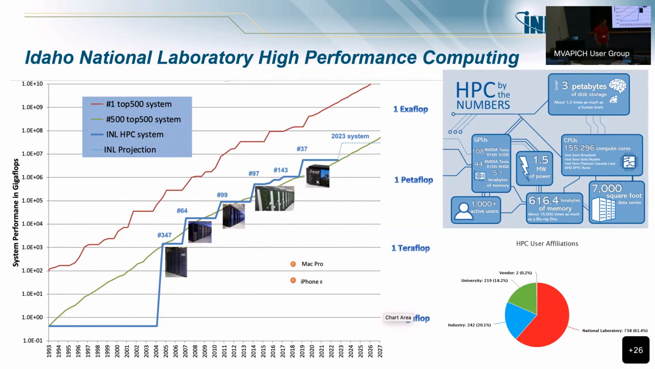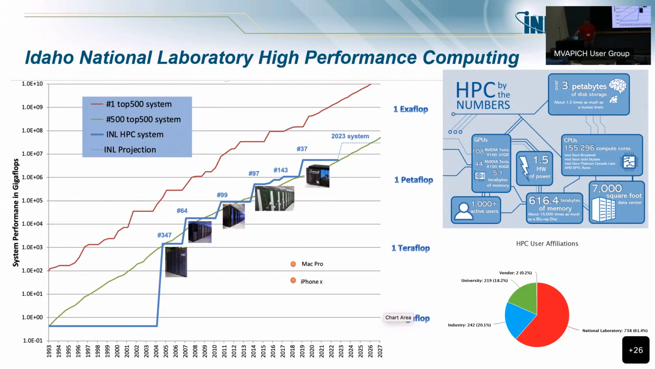We have about 1,200 users. About 20% of our users are industry users. So the work you do on MVAPICH directly impacts the work that Westinghouse does, or GE Hitachi, or NuScale, or TerraPower, or all the other major nuclear energy operators and researchers. We have about 20% university users, and then the rest are national laboratory users. Again, the focus of the system is nuclear energy. About 80% of the cycles that we use are for nuclear energy, and about 10% for renewable energy.